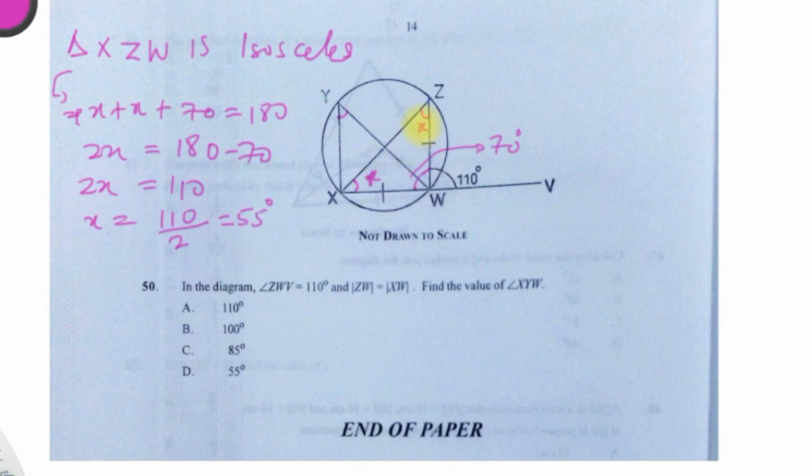So this is 55 degrees. But as we said, since this angle is formed by the same arc or chord, angle XZW is equal to angle XYW, because they are angles formed by the same arc or the same chord. Hence angle XYW is equal to 55 degrees. So the correct answer is D.